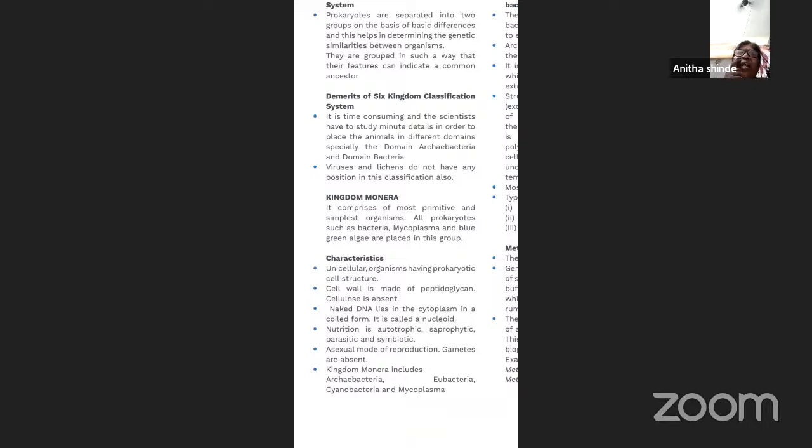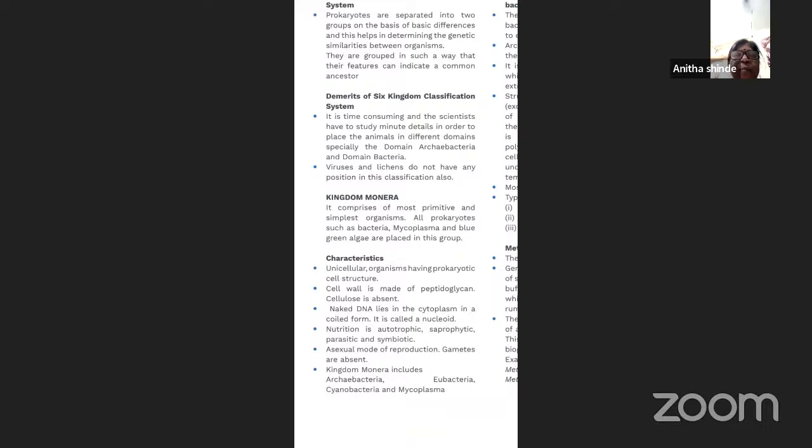No doubt, the 6 kingdom classification system is there, but it is a time-consuming and very tedious process where the scientists need to go into minute details. Still they follow it, but to a lesser extent compared to the 5 kingdom classification system. Now we'll see kingdom Monera. We have 5 kingdoms under the 5 kingdom system of classification, and the first one is Monera.